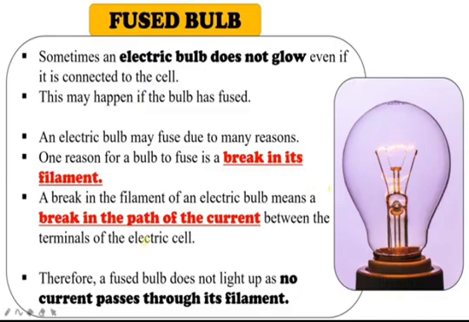Now let's study a fused bulb. An electric bulb may fuse due to many reasons. One reason for a bulb to fuse is a break in its filament. We used to say that the filament is gone. A break in the filament of the electric bulb means a break in the path of the current. The current path is broken.